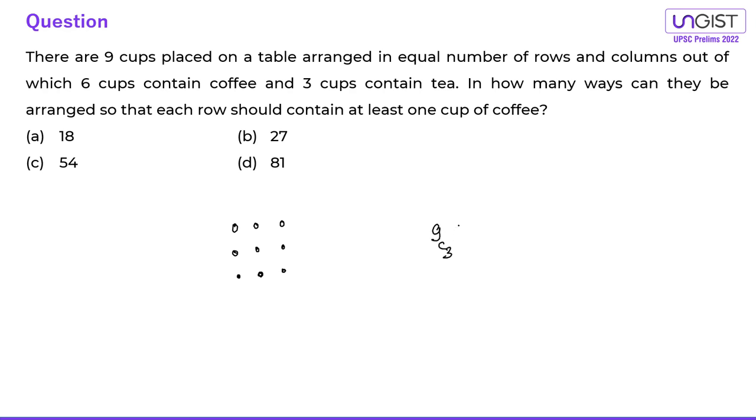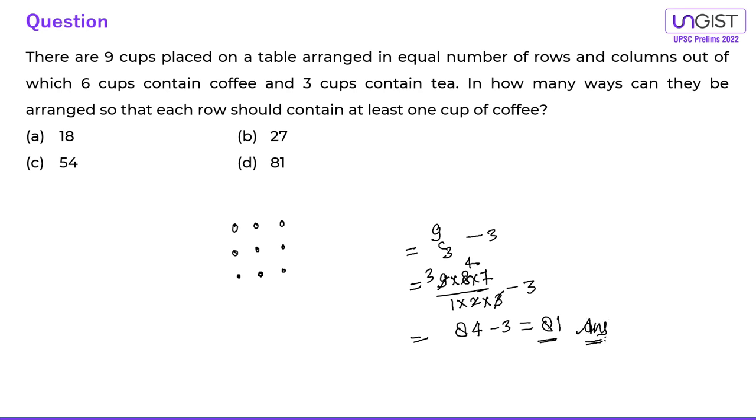But in this 9C3 manner, actually we'll be having those manners also where in any one row, all the tea will be there. So this can happen. I mean, this can happen with first row also, with second row also, or with third row also. So those 3 cases will be subtracted. So the answer will be 9C3 minus 3. So 9 into 8 into 7 divided by 1, 2, 3 minus 3. This is the final answer. Okay. So this is 84 minus 3. This is 81. 81 is the correct answer. All right. Here, D option is the correct choice. Okay, everyone. D option is the correct choice, right? Now let's move to the next one.